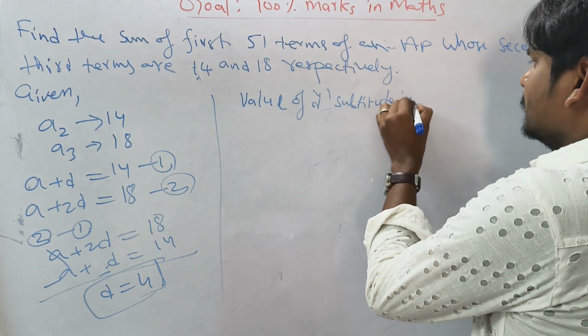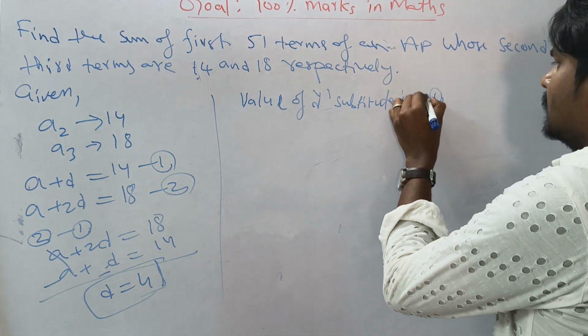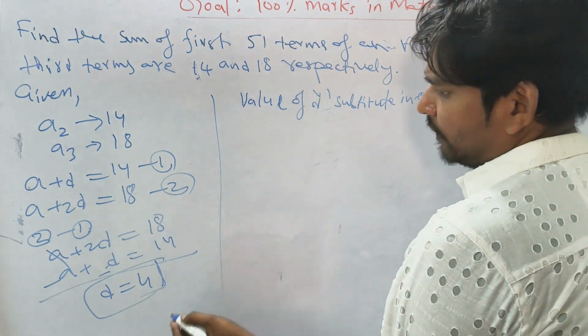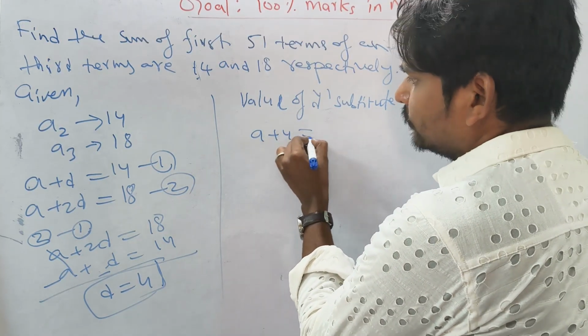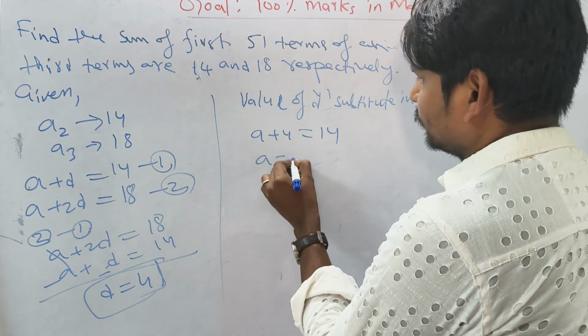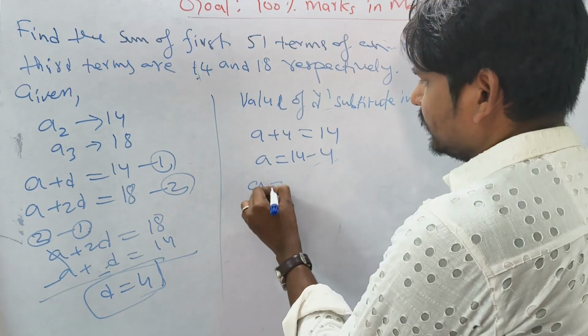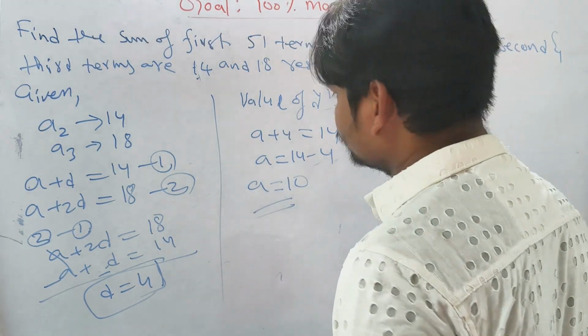Substitute in equation 1. What will we get then? Equation 1: a plus 4 is equal to 14. From this, a is equal to what? 14 minus 4, so a is equal to 10. You got the value of a also.